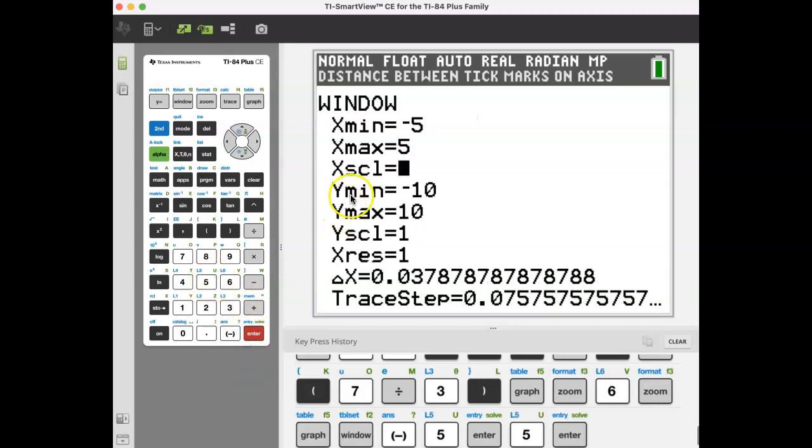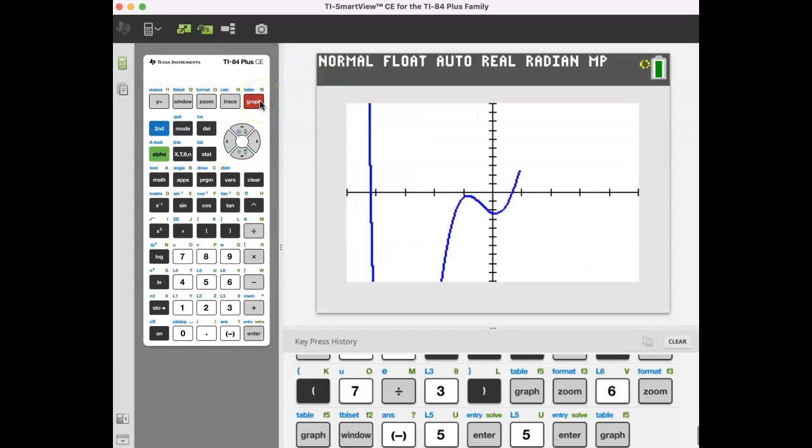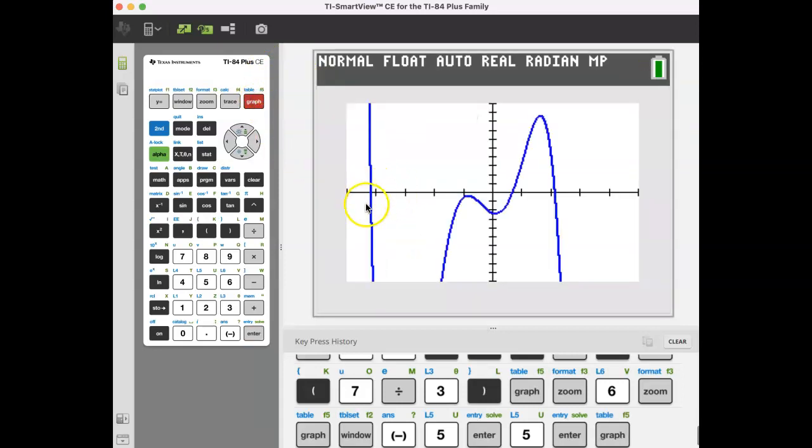Now the scale means, what does every tick mark represent? It represents 1 unit for both the x and the y scale, and I'm going to keep it like that. I don't usually mess around with that too much. Going back, hitting Graph, I can see this is so nice. I can see where the function does and does not hit the x-axis, and I get an idea of where the curves are. First thing we want to find is the y-intercept.